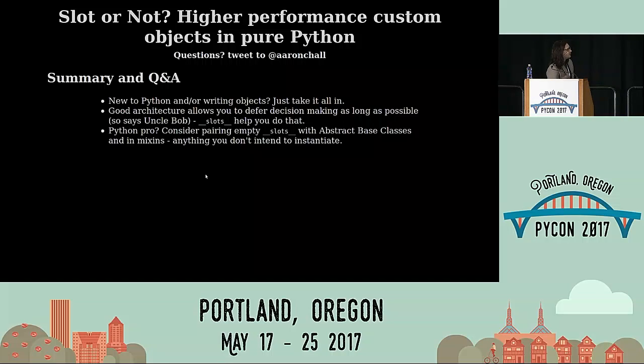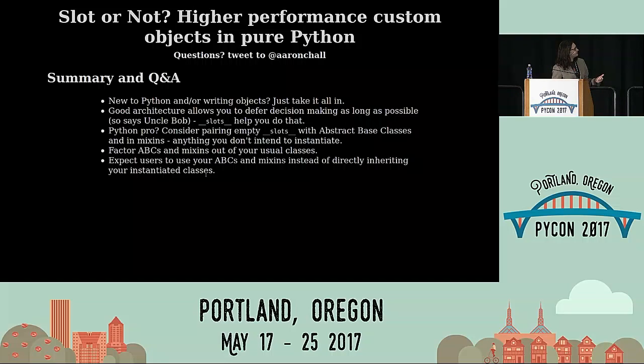If you're a Python pro, I would suggest you consider pairing empty slots with abstract base classes and mixins, anything that you don't intend to instantiate. Give them empty slots, and then your subclassers can have objects that refuse to create just arbitrary attributes. Expect users to use your abstract base classes and mixins instead of directly inheriting your instantiated classes. And demonstrate the usage in documentation.